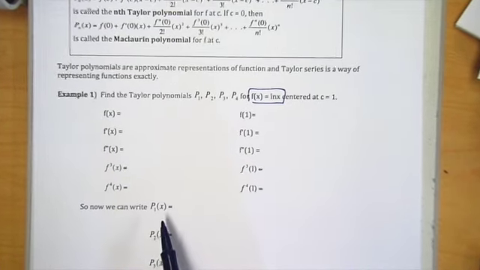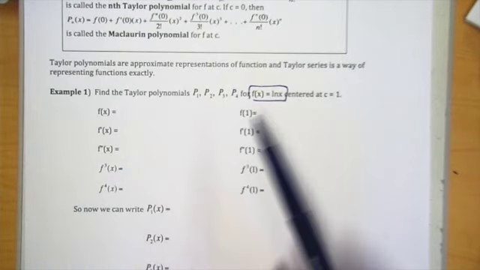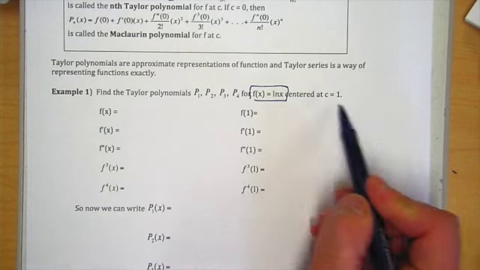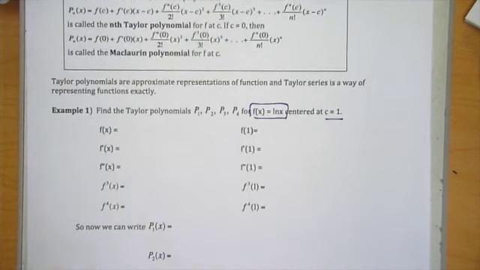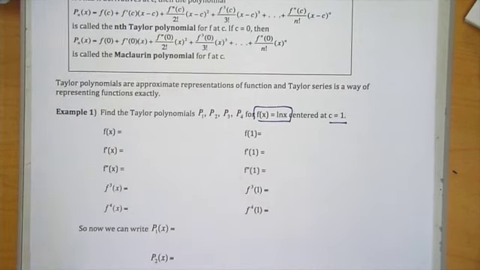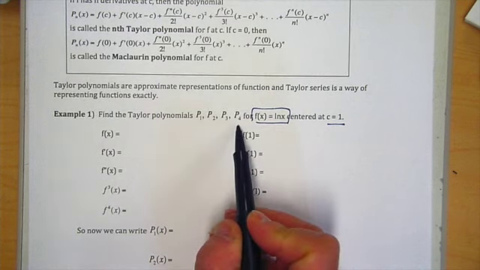So let's say the function is natural log of x, and I want to come up with a first degree polynomial, so a line that's basically a tangent line to natural log of x at x equals 1. I want to also come up with a quadratic or second degree polynomial that would be a good representation for natural log of x, third degree, fourth degree, etc.